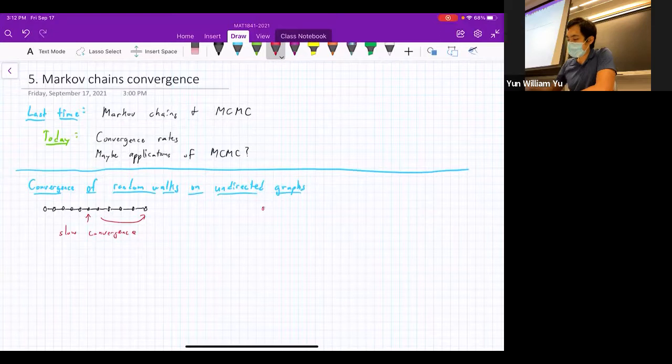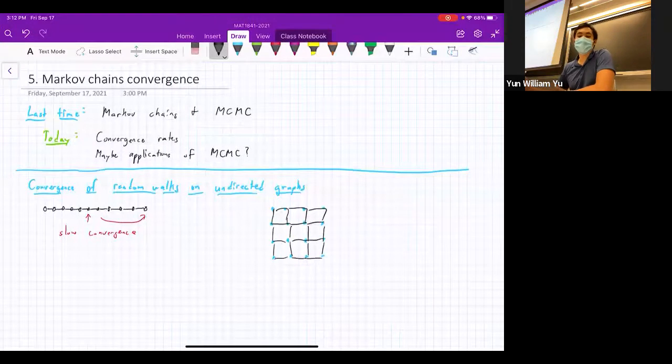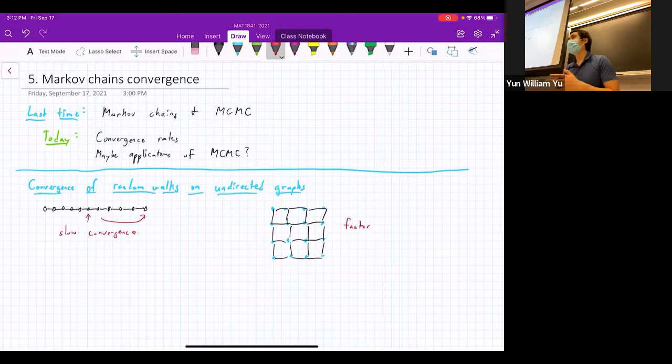And if you have something that looks a little bit more grid-like, let's say, and let's connect all these things together. What about this one? Is this going to converge slowly or quickly? Yeah, more quickly. So this is going to have faster convergence because you can reach any other node more quickly than you can in the linear one, where you really just have to go along the entire chain. So this has faster convergence.